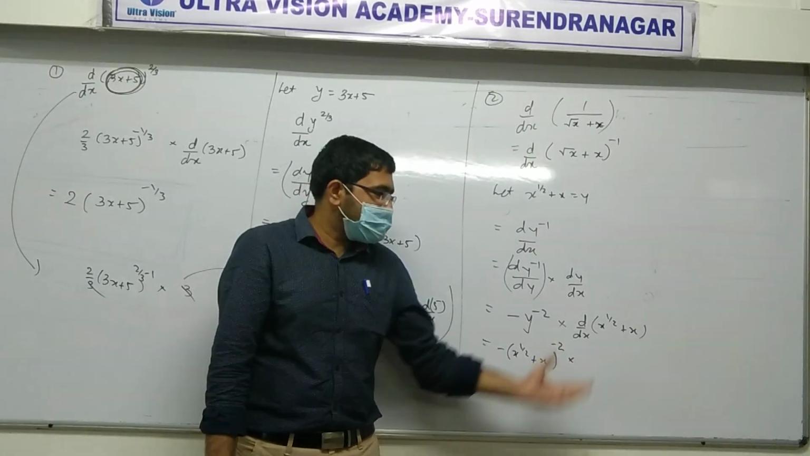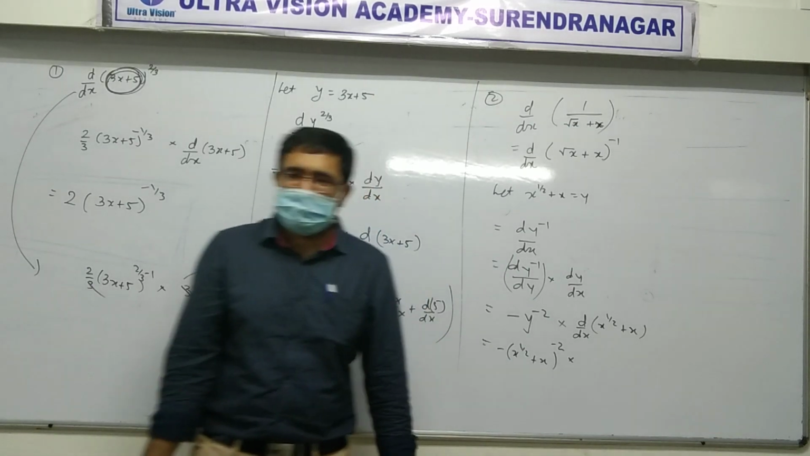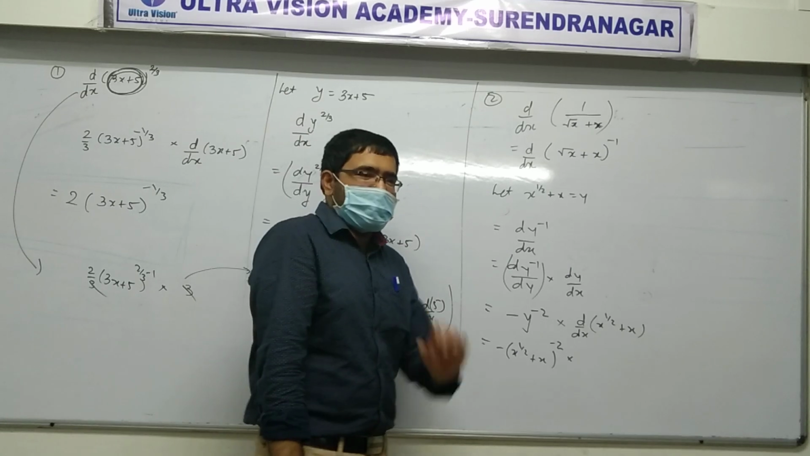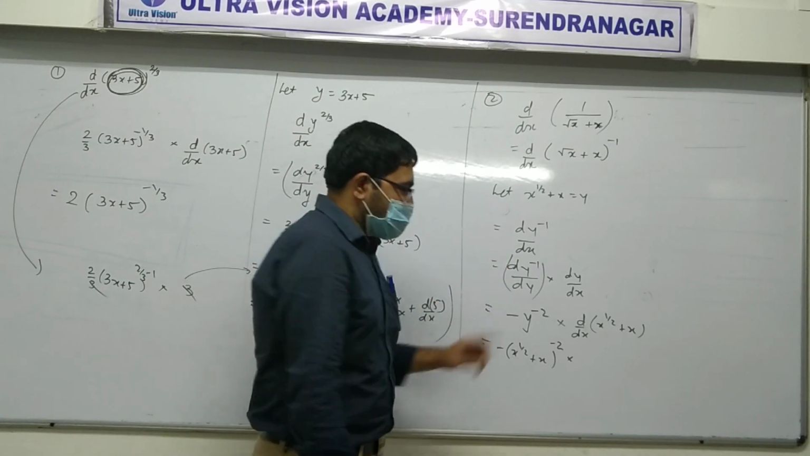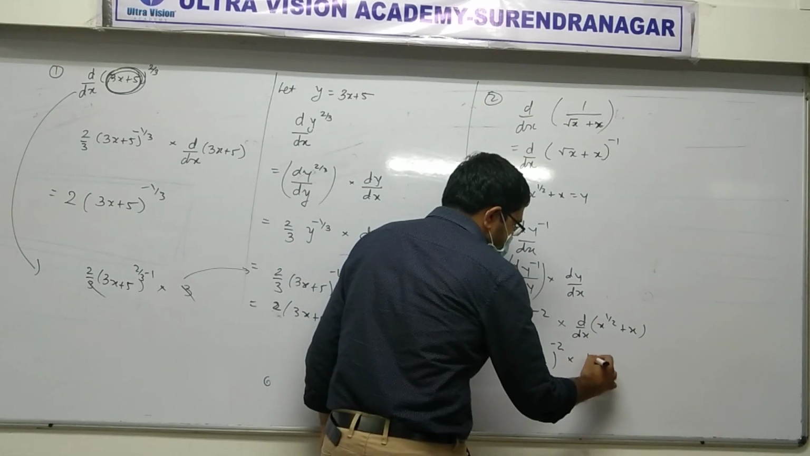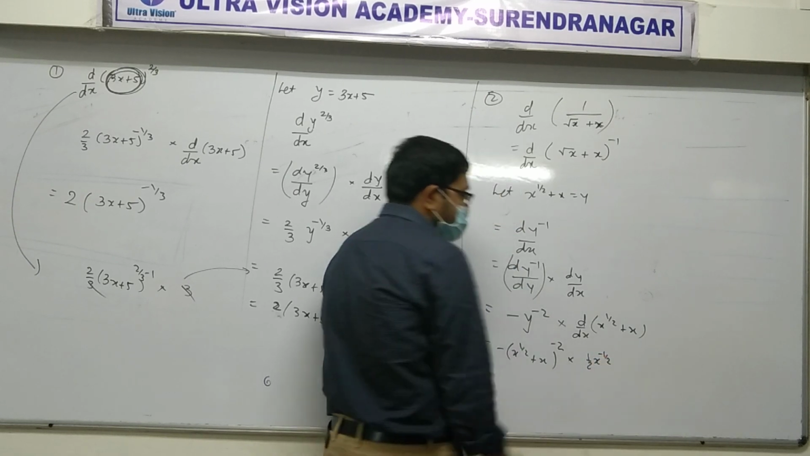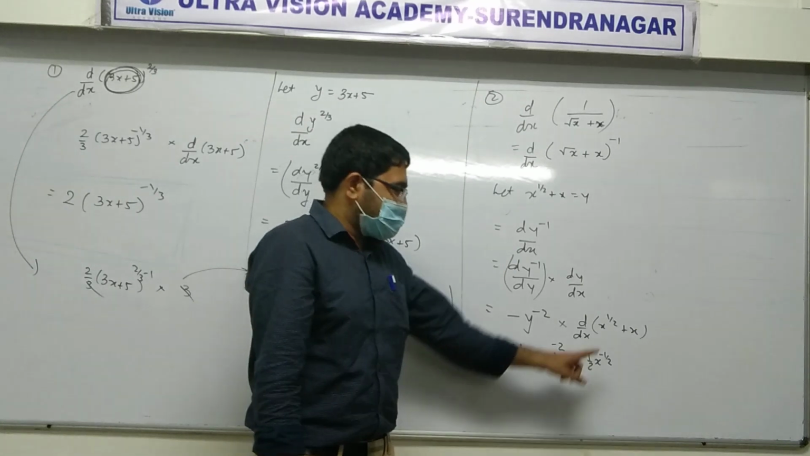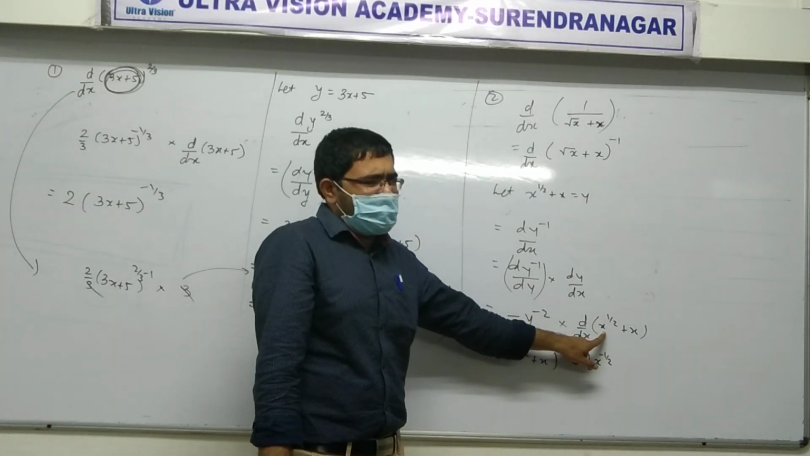Energy. So, 1 by 2 x raised to minus 1 by 2. That is the differentiation of x raised to 1 by 2, d by dx, of the first term. Correct? Is that okay or not okay?